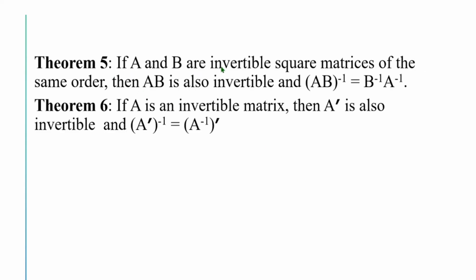If A and B are invertible square matrices of the same order, then AB is also invertible and AB the whole inverse is equal to B inverse into A inverse. So, this is one property. Then if A is an invertible matrix, then A dash is nothing but it is the transpose of A. A transpose is also invertible and A transpose the whole inverse is equal to A inverse the whole transpose. So these two matrices are also equal.